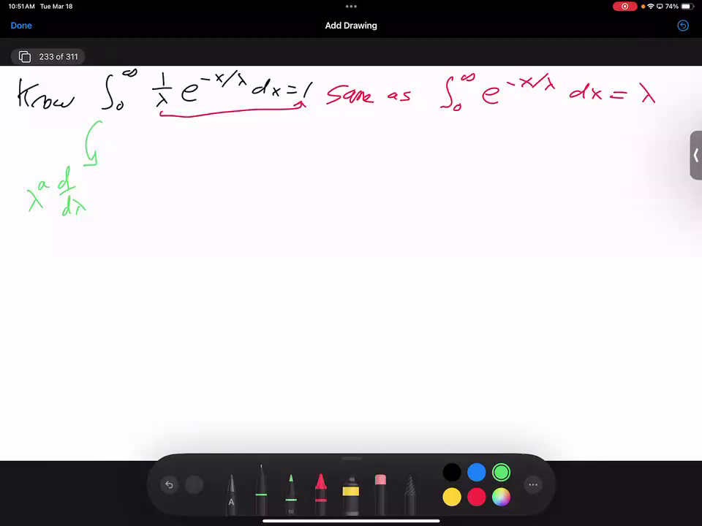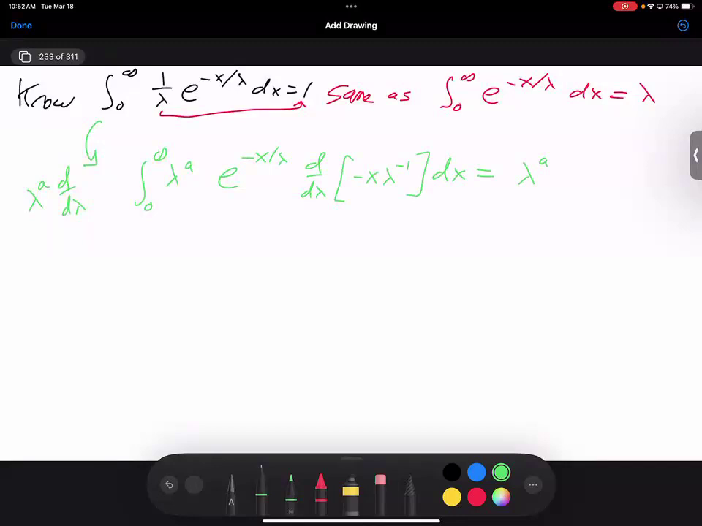All right, so now when we do this, we're going to get the integral from 0 to infinity, lambda to the a. Now we take the derivative of e to the negative x over lambda with respect to lambda. So by the chain rule, it's going to be e to the negative x over lambda, and then the derivative with respect to lambda of negative x lambda to the -1 dx. And the right-hand side is just going to be lambda to the a, because I take the derivative with respect to lambda, I get 1, I multiply by lambda to the a.